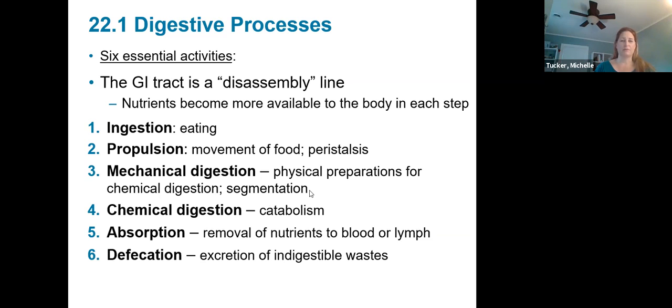A little bit later, we will talk about catabolism, the chemical digestion of food, and that kind of leads into the following chapter, which is metabolism. Then we have absorption, the removal of nutrients to the blood or the lymph. We'll talk about the structure of the small intestine and how it is optimized for absorption. And then finally, defecation, excretion of indigestible waste. So you need to know each one of these, the purpose of each process, but we're going to be discussing each one of these in much greater detail.